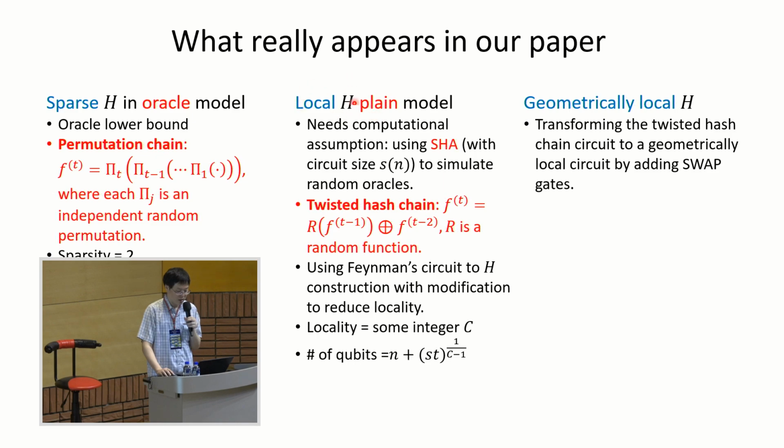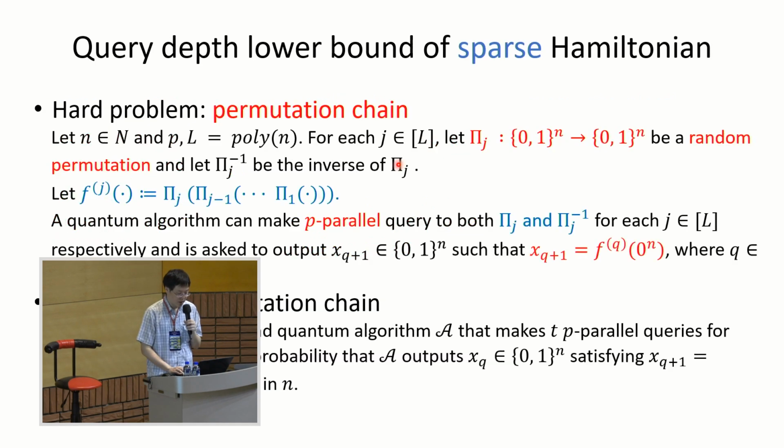And in the local and plane model, we use 2 things. So first, we change our construction. We use a twisted hash chain, which we'll have a picture of later. And we make it in the plane model because we just use this SHA function, a secure hash algorithm, to simulate a hash function. So this is some hash function that in cryptography we believe is secure. Okay. And in the last minute, let's try to go through this really quickly.